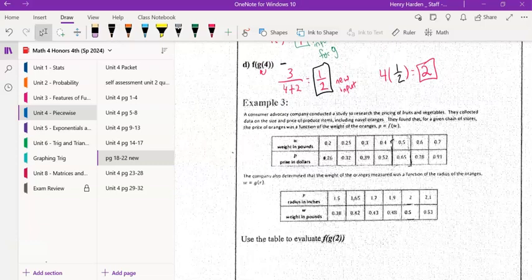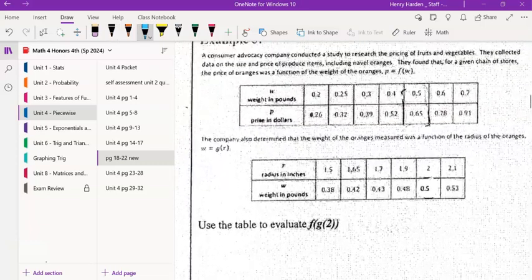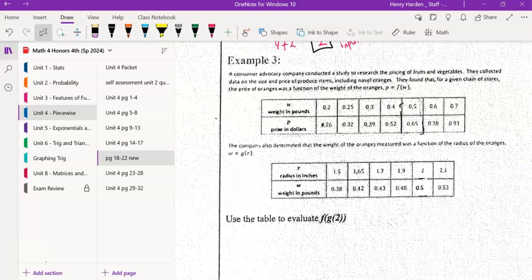All right, now when you do composite functions from tables, all right, so with this, it's talking about navel oranges. And so in the first table, the price is in terms of W, in terms of the weight. So the price is a function of the weight. So that's what it says here. So P is going to equal f of W. And then the company also determined that the weight is a function of the radius of the oranges. So the radius is independent, and our weight depends on how the radius is, how big the radius is.